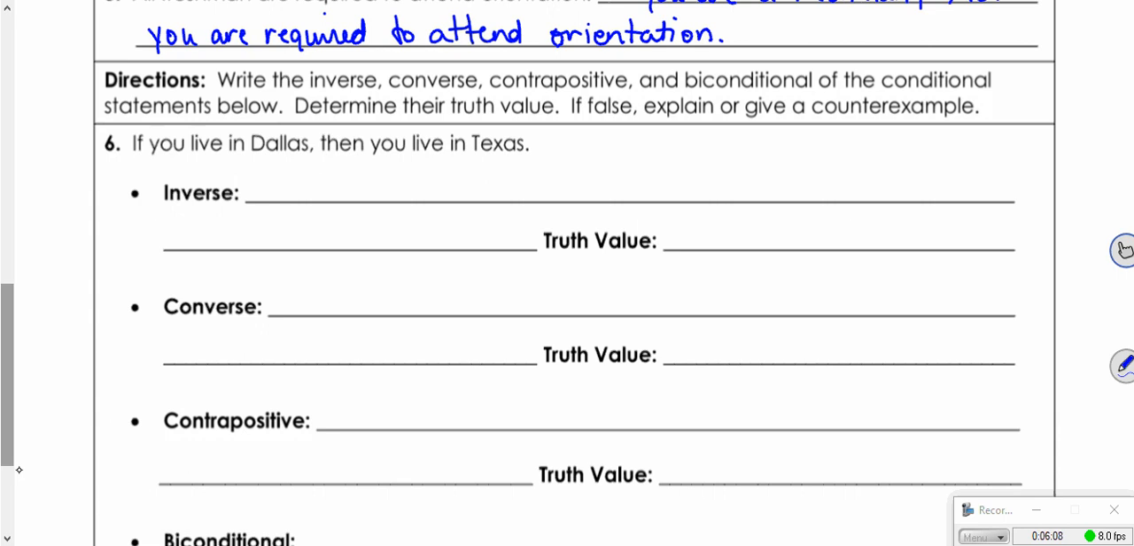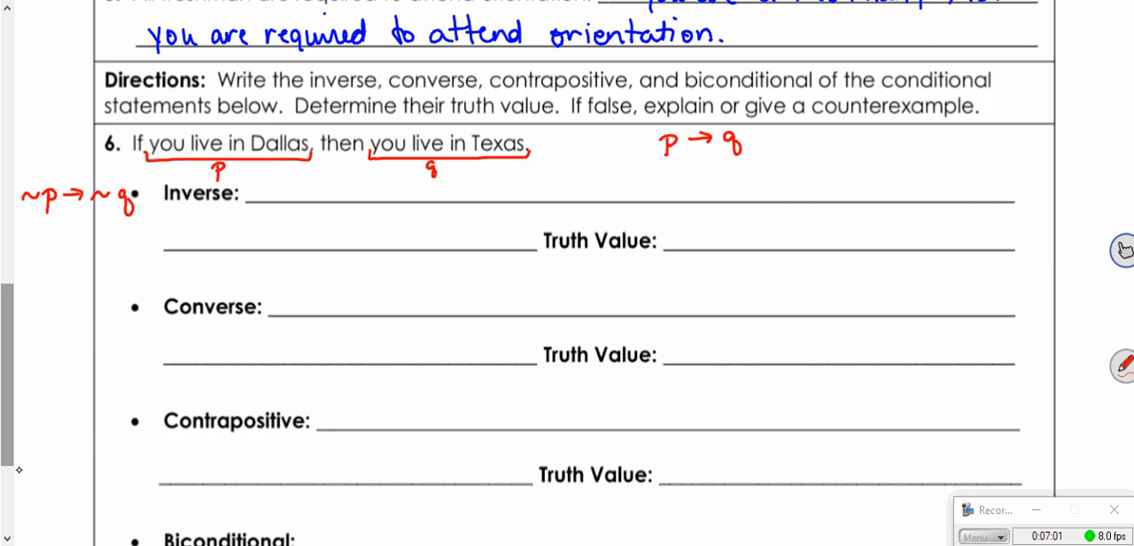So again, I'm going to use a little symbols here, but if you live in Dallas, so you live in Dallas is going to be like my P, then you live in Texas. So say this is my Q. So your typical if-then conditional is P leads to Q. That's what we started with. Your inverse is if you do not live in Dallas, then you do not live in Texas. So your inverse is not P, then not Q. That's how we get our inverse statement.